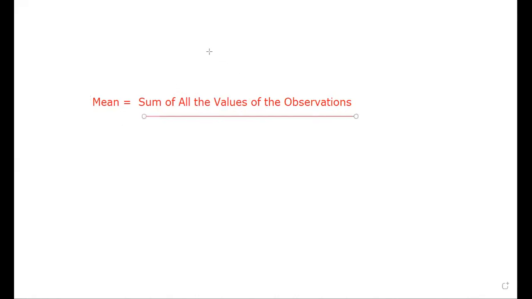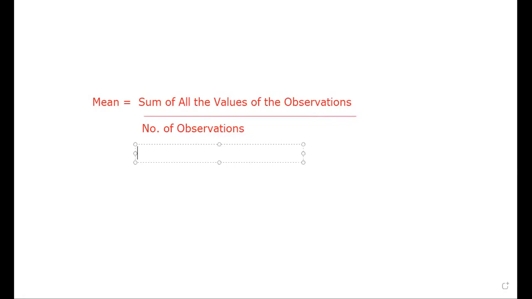So mean can be calculated as follows. Mean is simply the total, or let's say the sum of all the values of the observations, and then that is divided by the number of observations. That is mean.